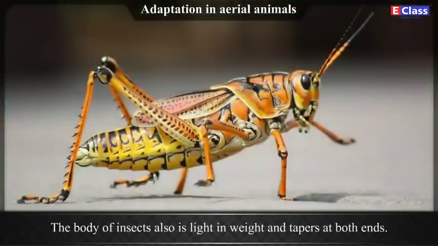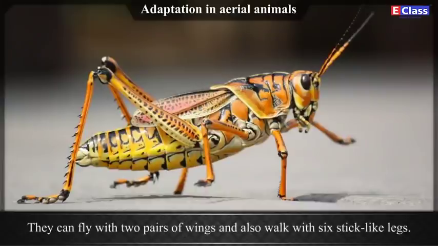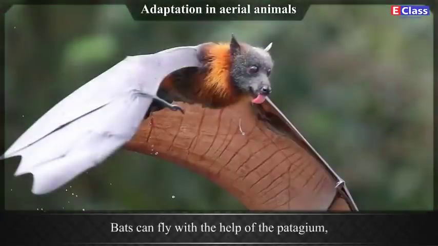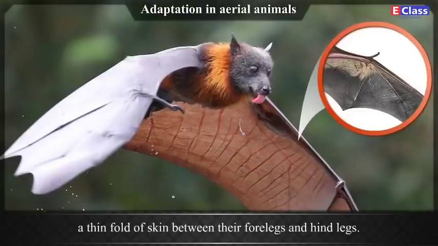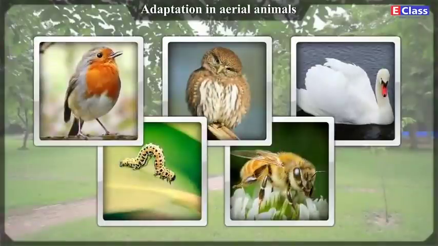The body of insects also is light in weight and tapers at both ends. They can fly with two pairs of wings and also walk with six stick-like legs. Bats can fly with the help of the patagium, a thin fold of skin between their forelegs and hind legs. Observe the various birds and insects in your area.